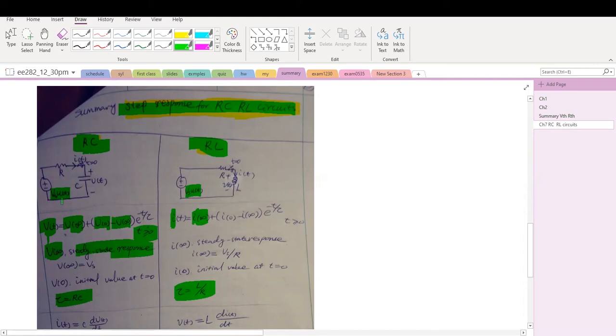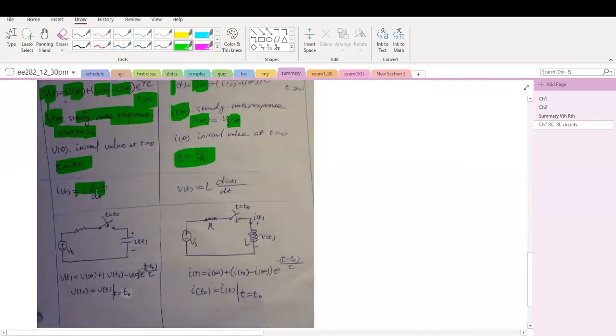V infinity is the steady response of the voltage when time goes to infinity. In this case, when time goes to infinity, the voltage across the capacitor is equal to Vs, because the capacitor is treated as an open circuit. As time goes to infinity, the inductor is a short circuit, and the current is Vs divided by R. Again, this is Ohm's law for the capacitor, and this is Ohm's law for the inductor.